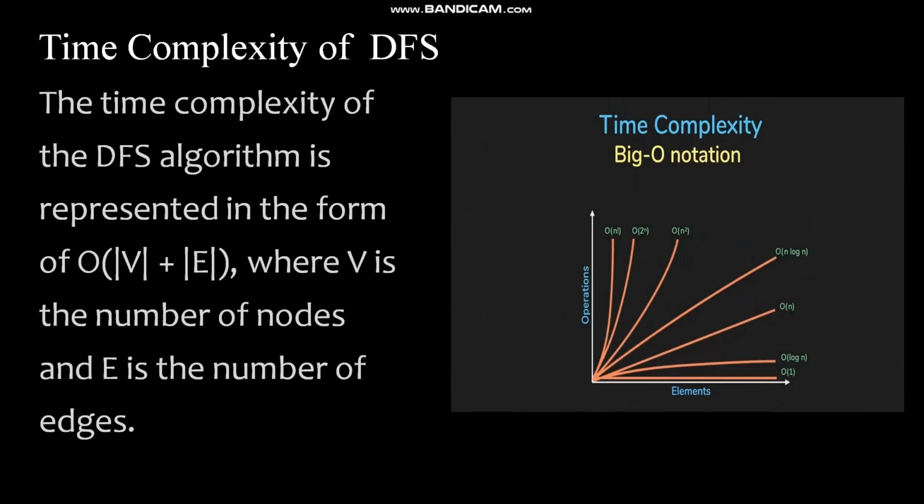Time complexity of DFS. The time complexity of the DFS algorithm is represented in the form of O(V + E), where V is the number of nodes and E is the number of edges.